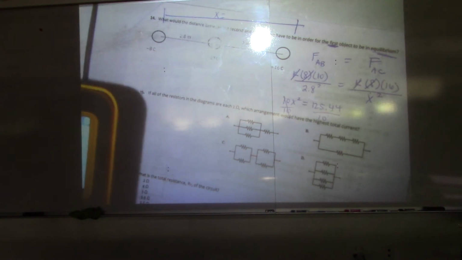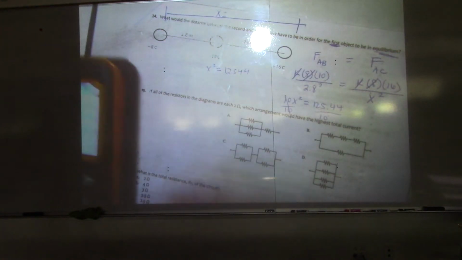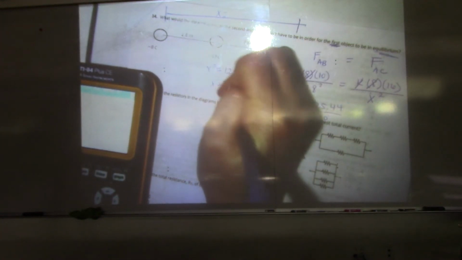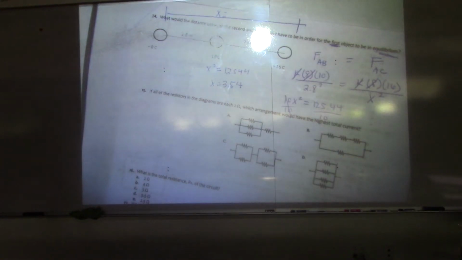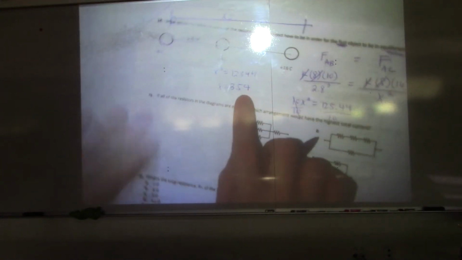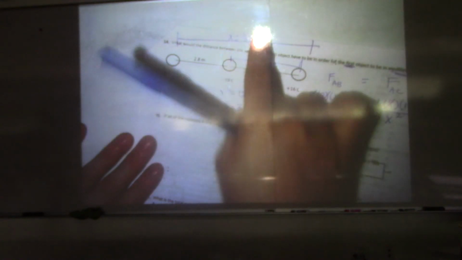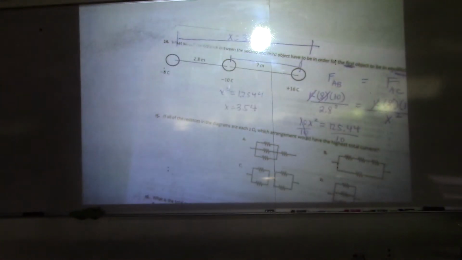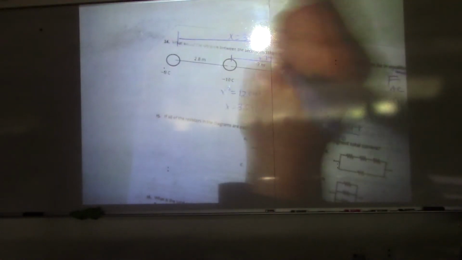And take the square root, because that's x squared that's equal to 12.544. That gives me an x of 3.54. Now that I know that, careful, because I actually want this distance right here. If from here to here is 3.54, to go from here to here, I would just subtract, and that would give me 0.7. So obviously this diagram is not to scale.